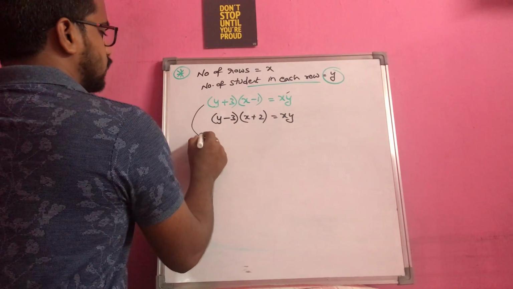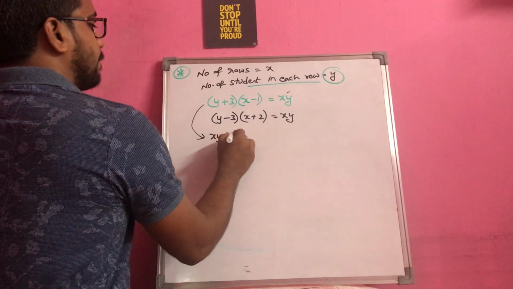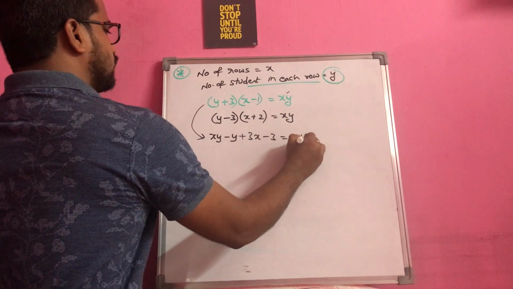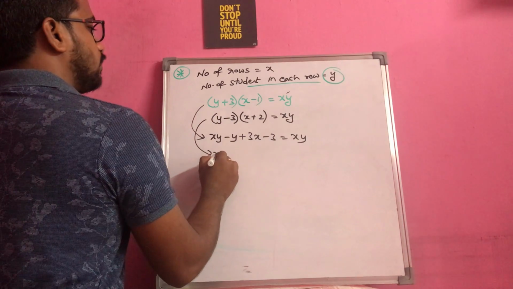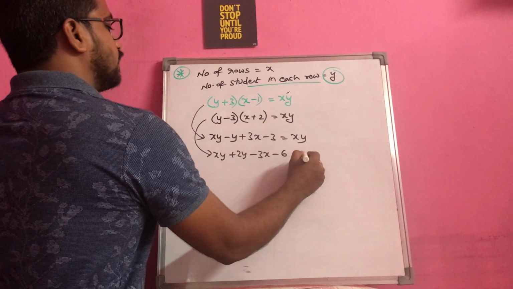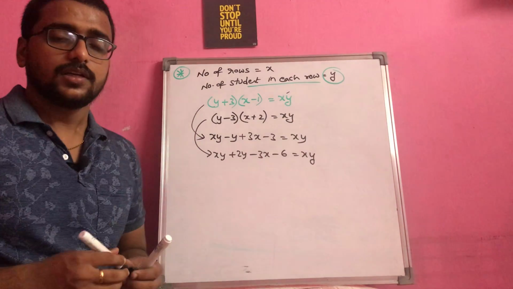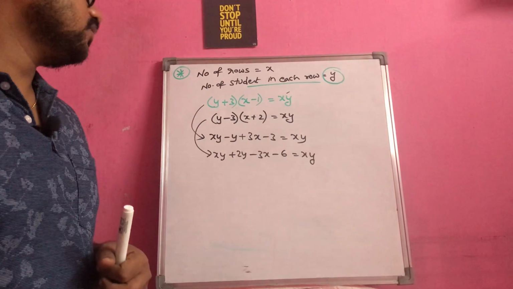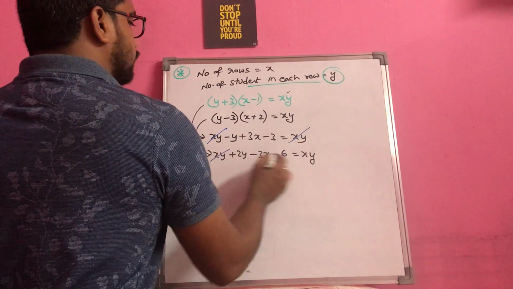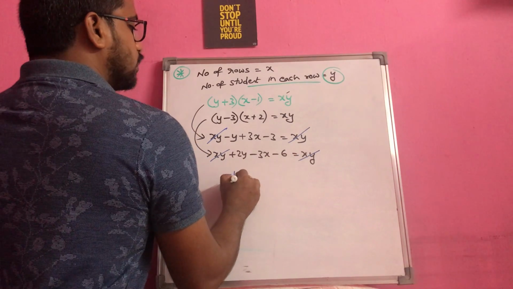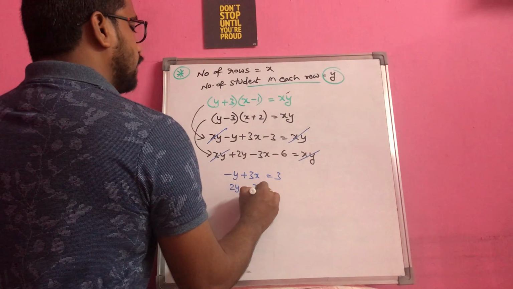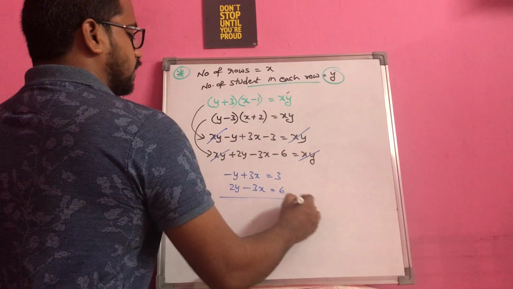So let us solve this first. First equation: (x plus 2)... the first condition gives xy minus y plus 3x minus 3 is equal to xy. The second condition gives xy plus 2y minus 3x minus 6 is equal to xy. So let us try to simplify this, and we will check what we are going to get. On both sides xy will get cancelled, xy will get cancelled. So minus y plus 3x is equal to 3, first equation. 2y minus 3x is equal to 6, another equation.